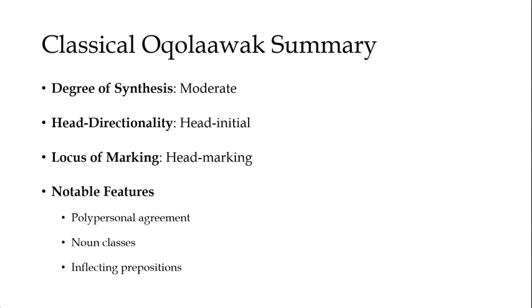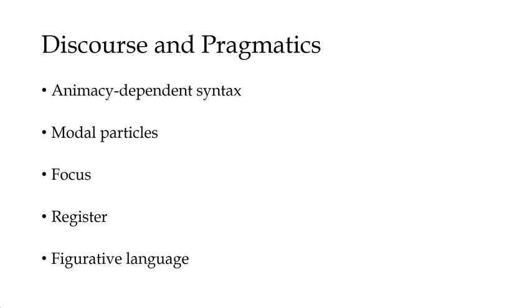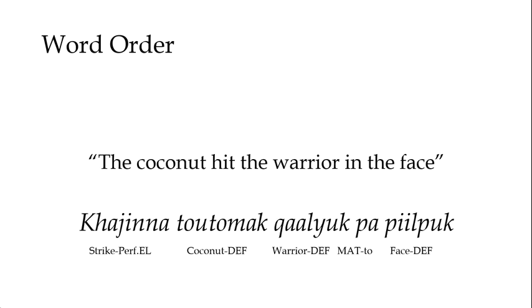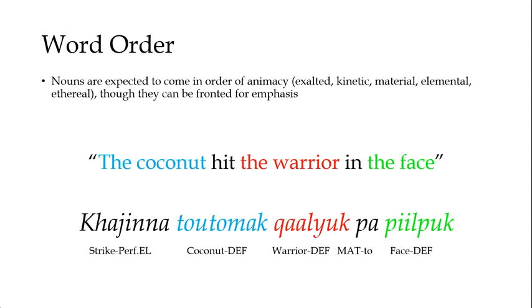While the grammar is quite straightforward in many ways, the hardest elements of Oqolaawak for a non-native speaker to master are in the way it handles discourse, mainly stemming from its animacy-dependent syntax. If we were to literally translate a sentence like, "The coconut hit the warrior in the face," it would technically be grammatical, but it would sound a bit strange. Unless you're trying to emphasize a particular element, the nouns in a standard sentence are expected to come in order of animacy as delineated by the noun classes, so we'd need to rearrange the nouns accordingly.